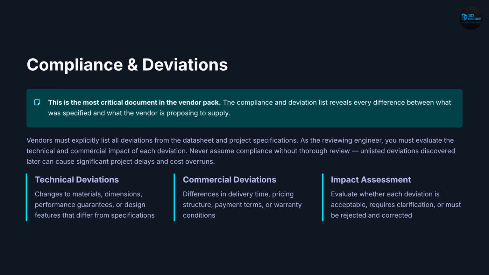Slide 15. Deviation list. This is the most critical document. It shows all differences from specification. Every deviation must be reviewed and approved.